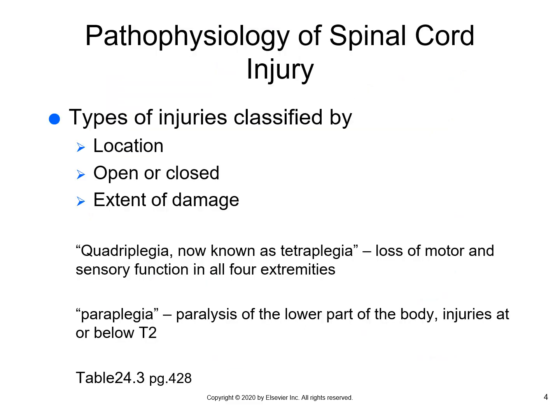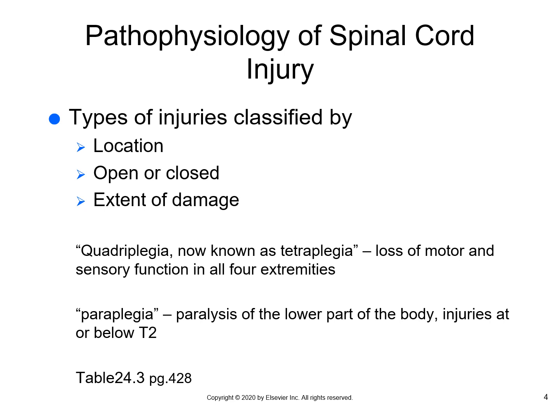Spinal cord injury is classified by the location of the injury, whether it is open or closed, and the extent of the damage. These terminologies are very important for us to remember as nurses, because we use them all the time, especially if we're taking care of patients that have a neurologic problem, neurologic system disorder, or injury.